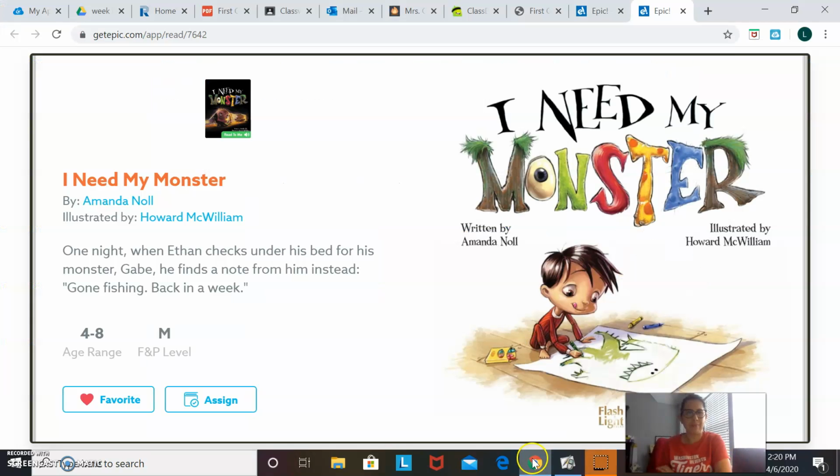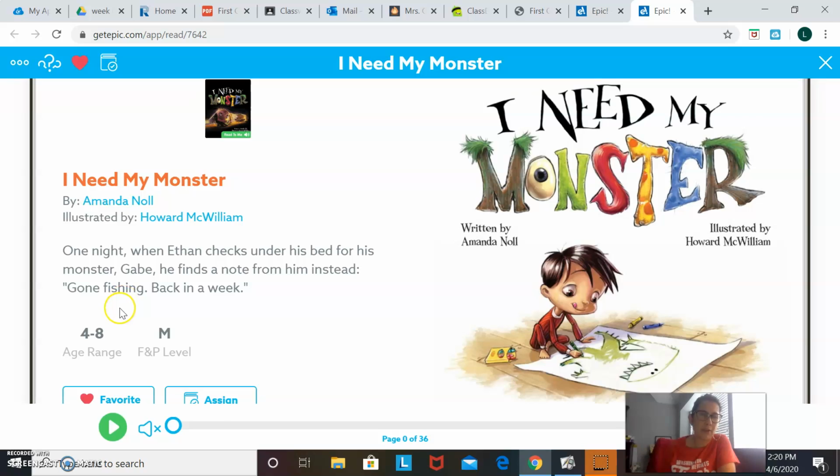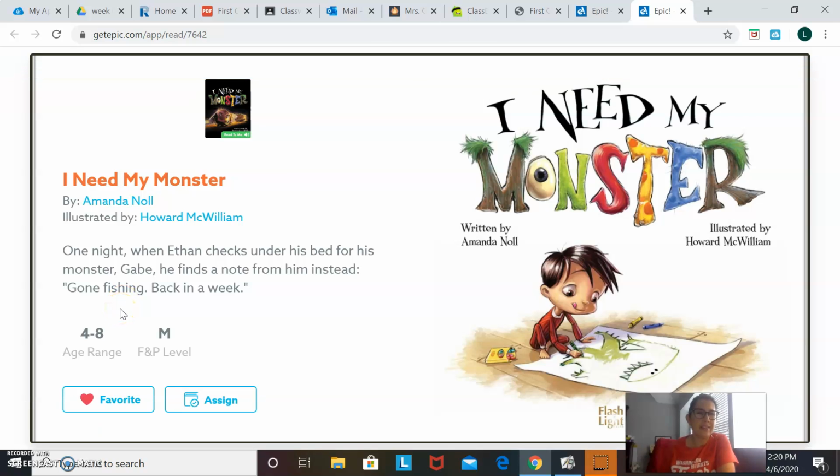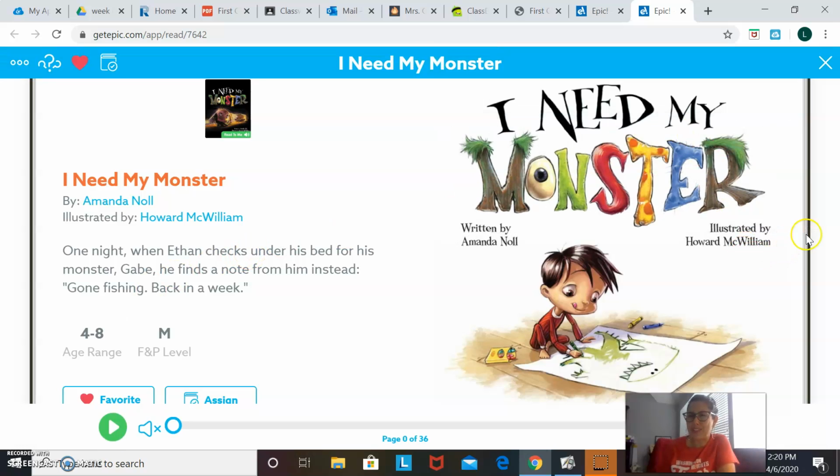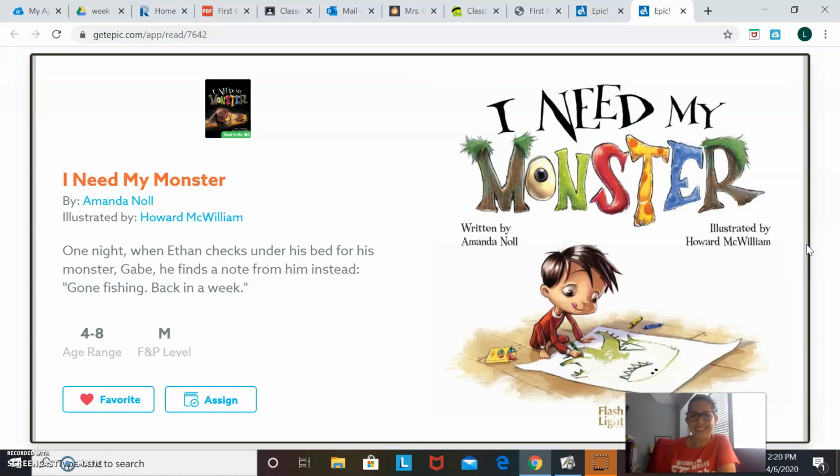story. It's called I Need My Monster by Amanda Noel, illustrated by Howard McWilliam. I'm going to read this short paragraph that talks about the book. It says, one night when Ethan checks under his bed for his monster, Gabe, he finds a note from him instead. Gone fishing, back in a week. I do not own the copyrights to this book. Let's get started.